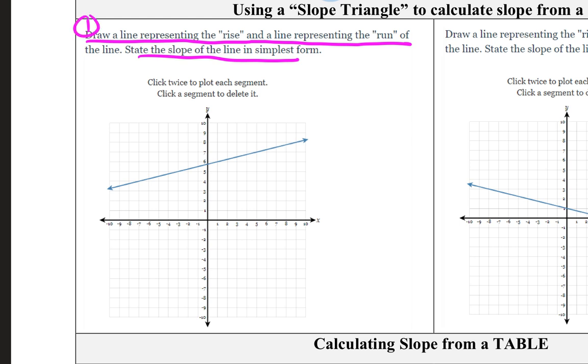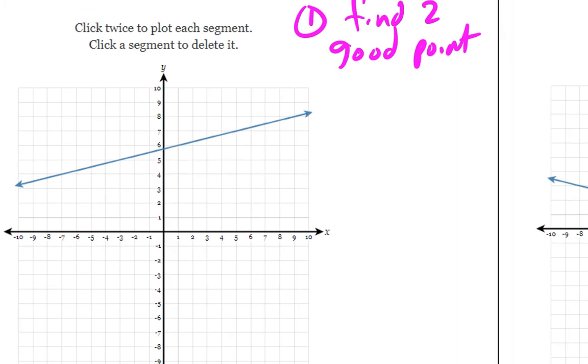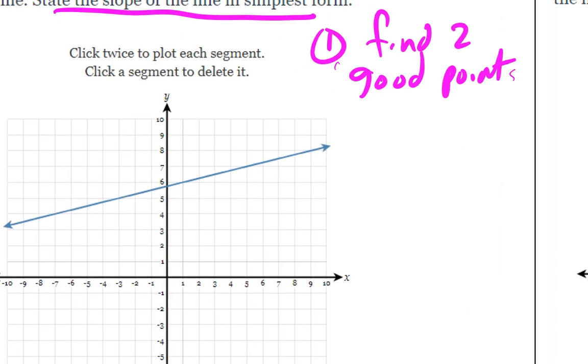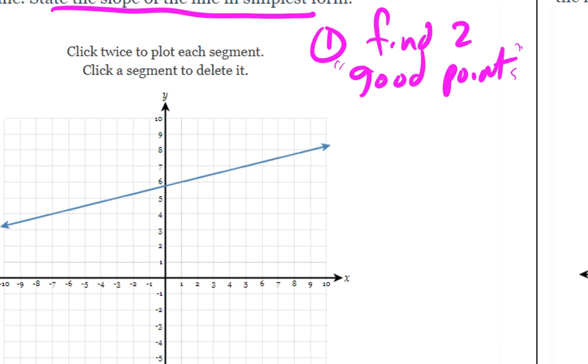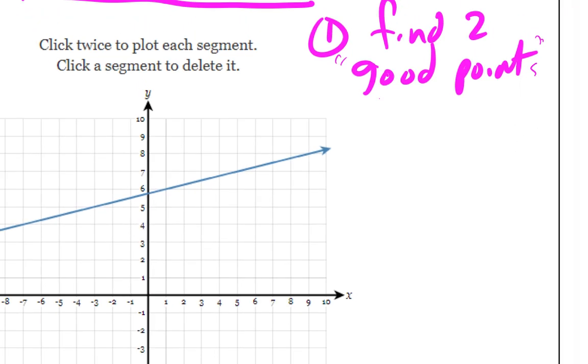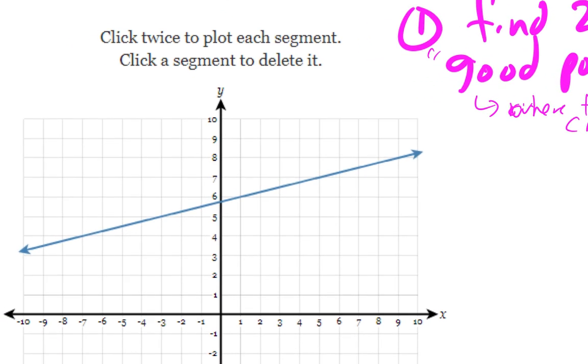Okay, so the first thing we want to do is draw the line representing the x and y. So the first thing we want to do is find 2 good points. The good points are right where 2 lines cross. That's what we think is a good point. So we can find any two good points.